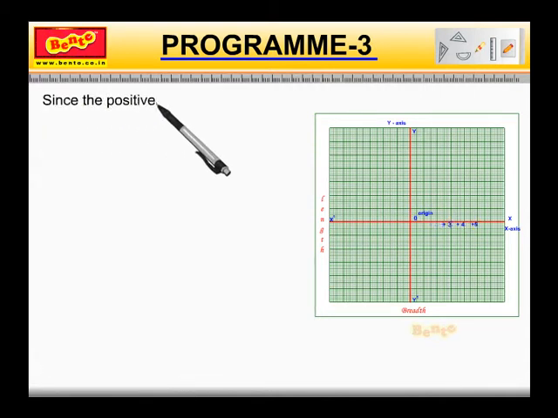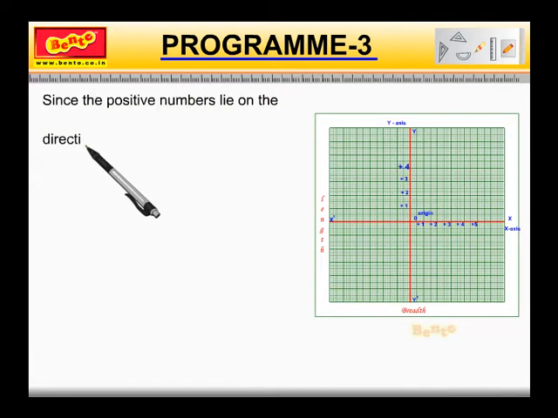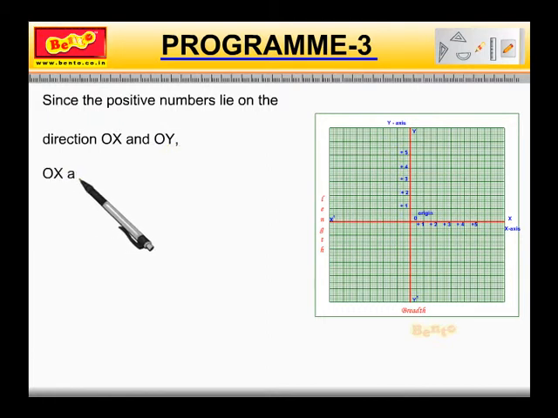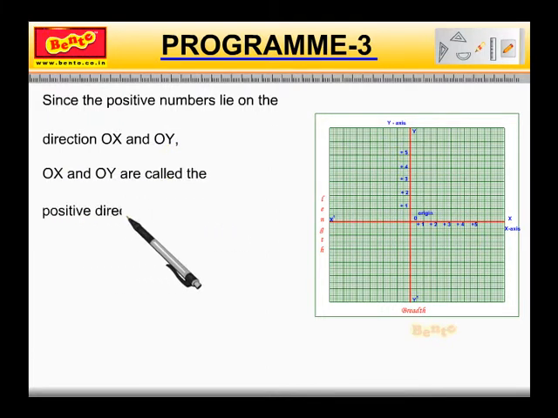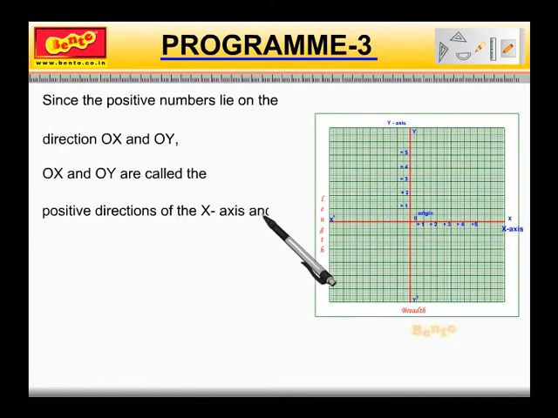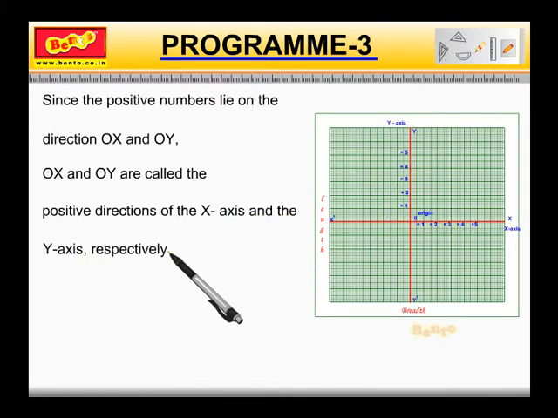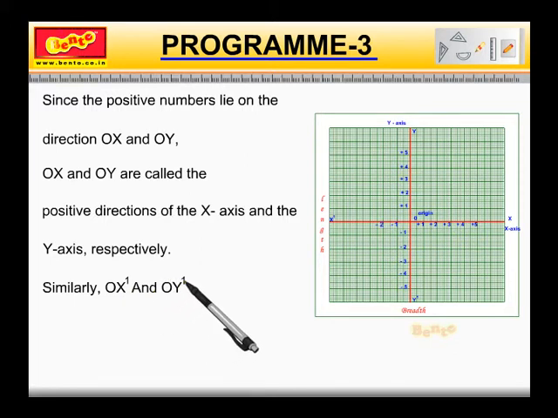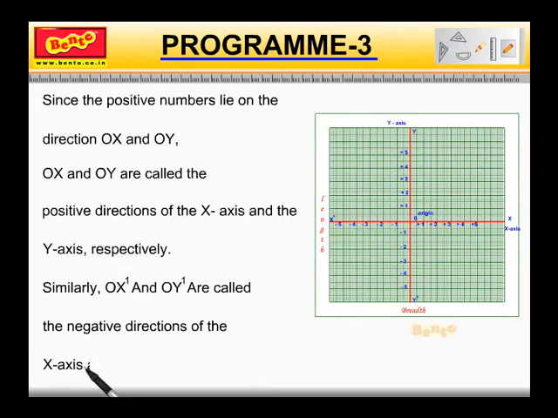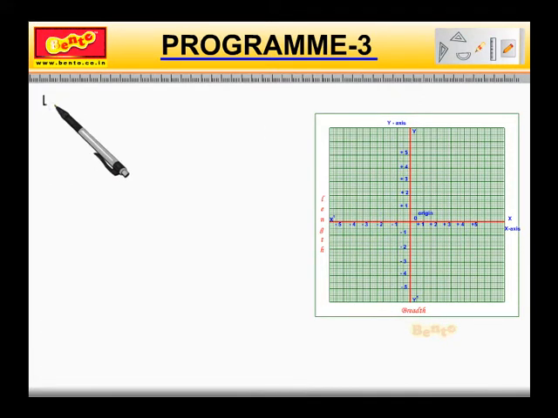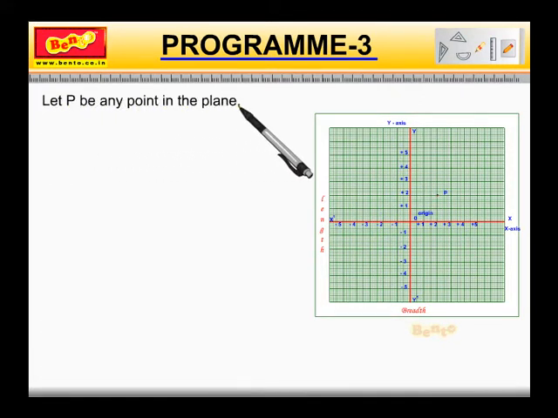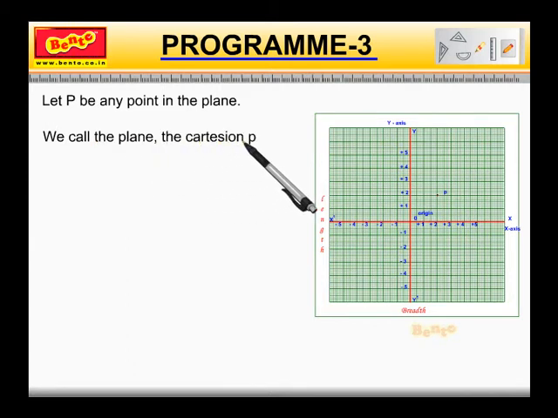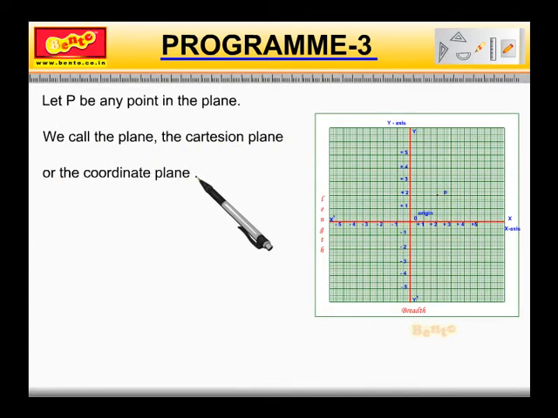Since the positive numbers lie in the direction of OX and OY, OX and OY are called the positive directions of the x-axis and the y-axis respectively. Similarly, OX' and OY' are called the negative directions of the x-axis and the y-axis respectively. Let P be any point in the plane. We call the plane the Cartesian plane or the coordinate plane. The axes are called the coordinate axes.